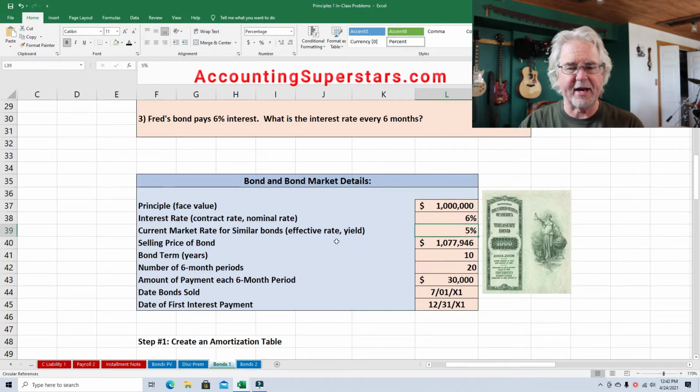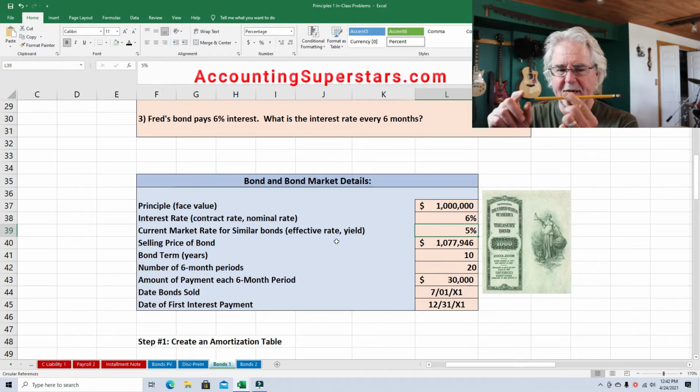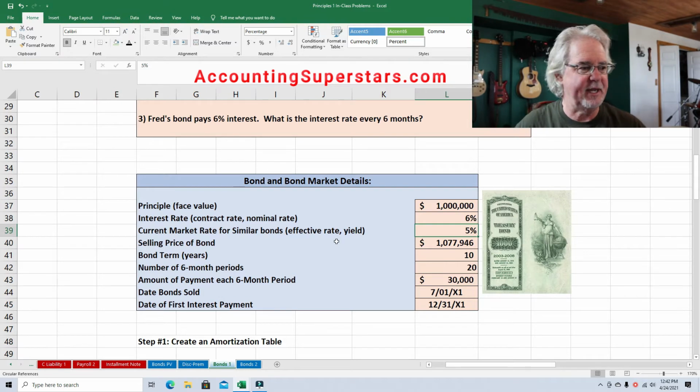So check this out, guys. Pencil time. The eraser is the dollar value of Fred's bonds. The market rate is lower, going down. The market rate is lower. So what's happening to the value of Fred's bonds? Going up, which brings us to the next part here.